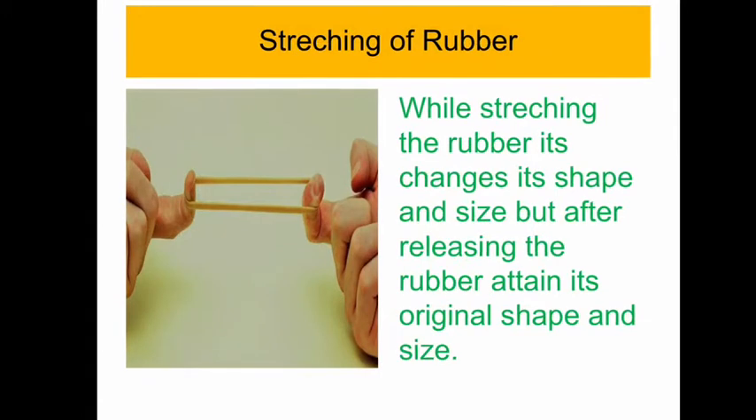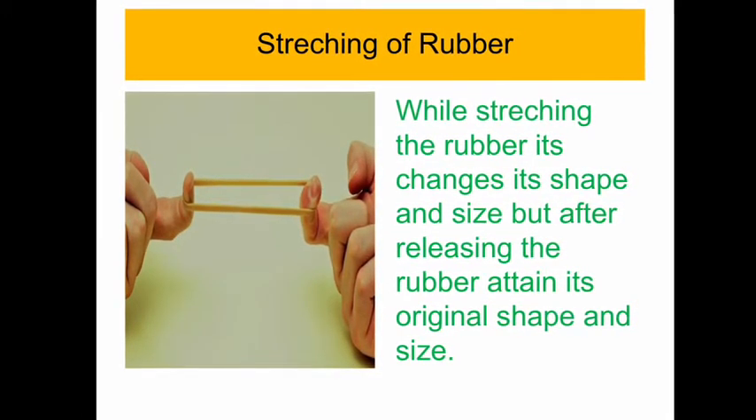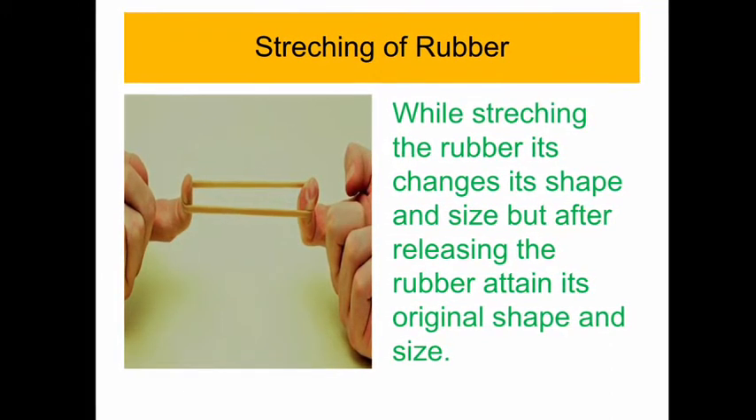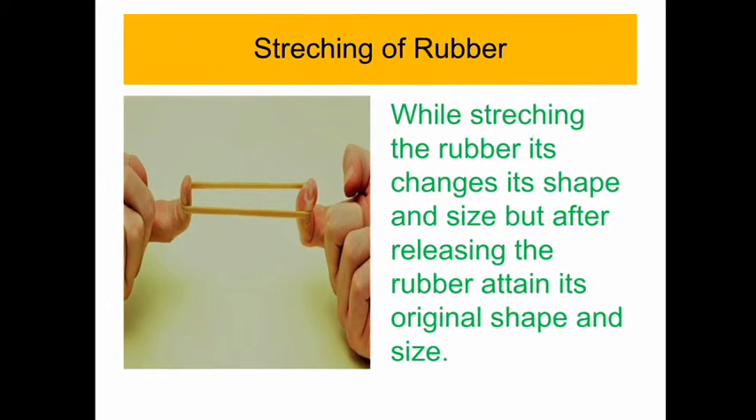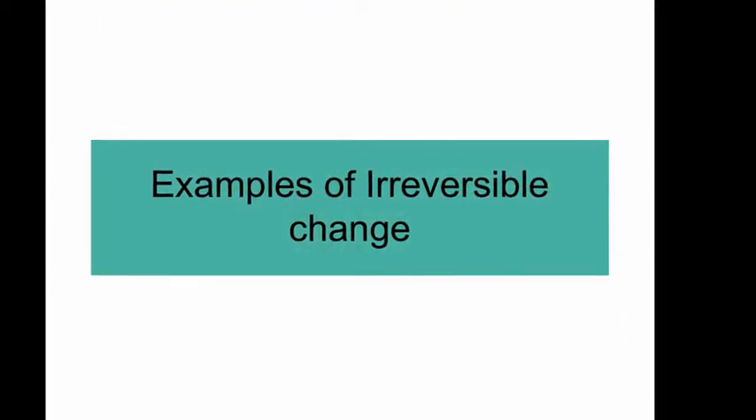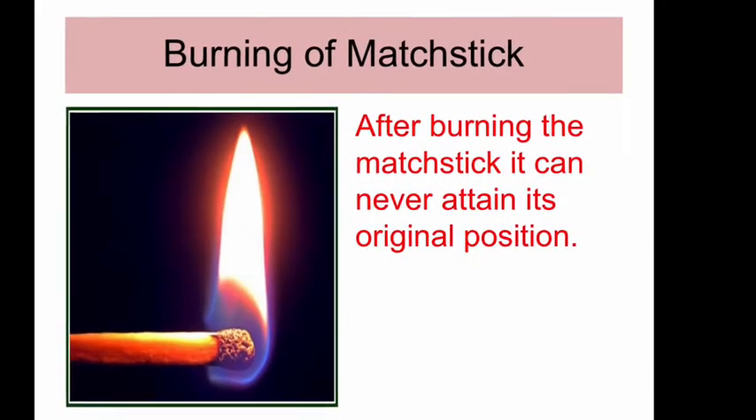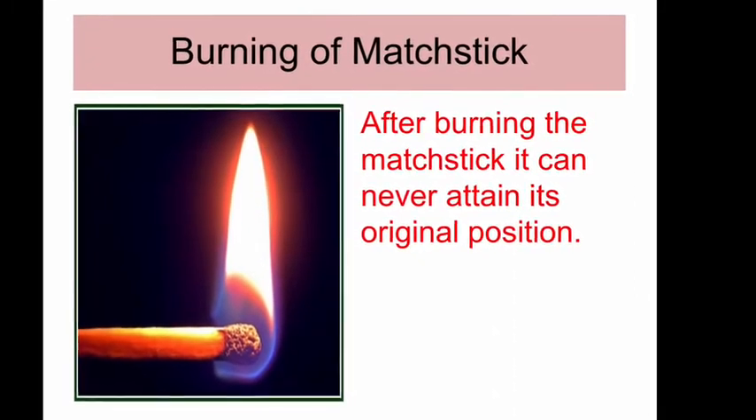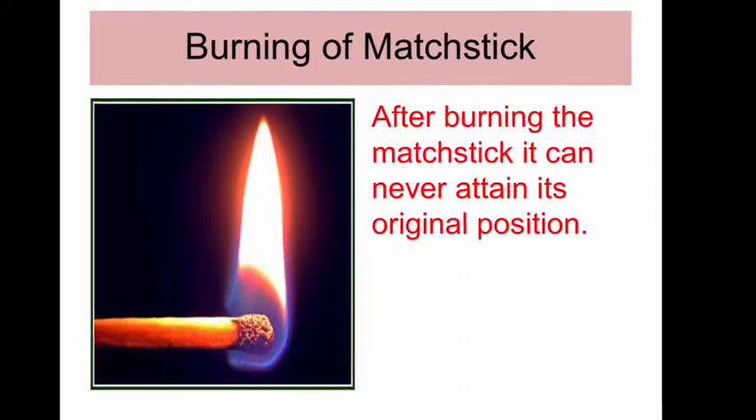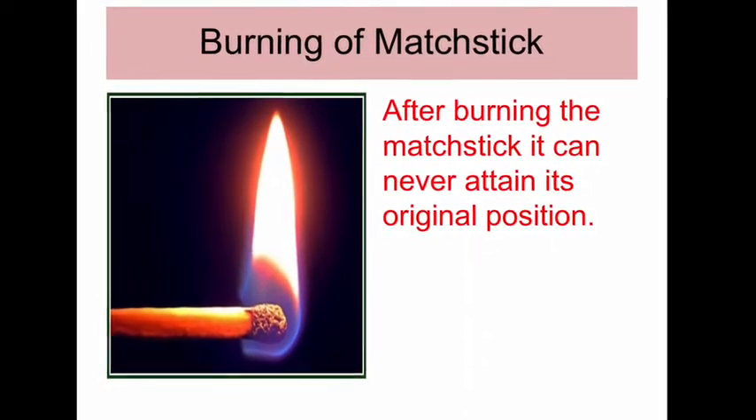Next one is the stretching of rubber. While stretching the rubber, it changes its shape and size, but after releasing the rubber, it attains its original shape and size. So it is also a reversible change. Next are the examples of irreversible changes. First one is the burning of a matchstick. After burning, the matchstick can never attain its original position. So it is an irreversible change.